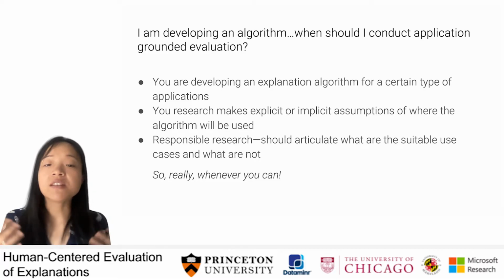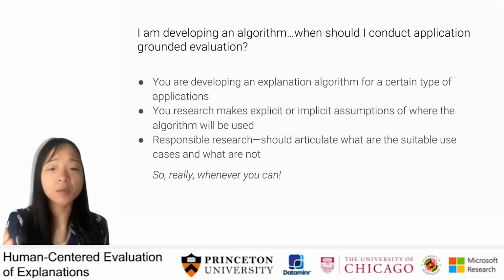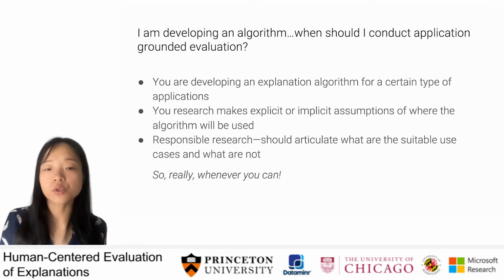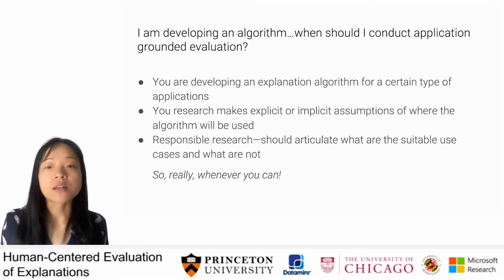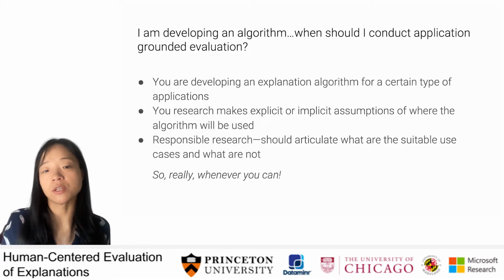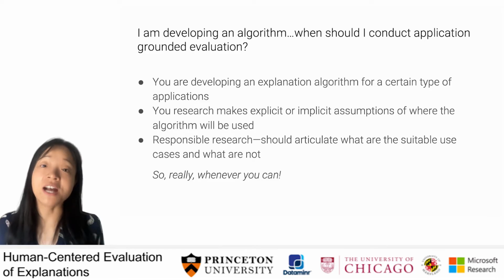For example, you may be developing an algorithm to generate a global explanation, and they're usually more useful for tasks like debugging or auditing, but less so for supporting decision making. More importantly, from a responsible research perspective, it is necessary to articulate what are the suitable use cases and what are not for the algorithm, and conduct evaluation accordingly. Sometimes it requires conducting evaluation for multiple types of use case to help you identify the suitable and unsuitable ones. For example, you may discover for post hoc explanation, it may have significant limitation for some downstream use case. It is critical to warn against using the algorithm for such use cases. So really, you should always conduct application-grounded evaluation if you have the resources to do so.